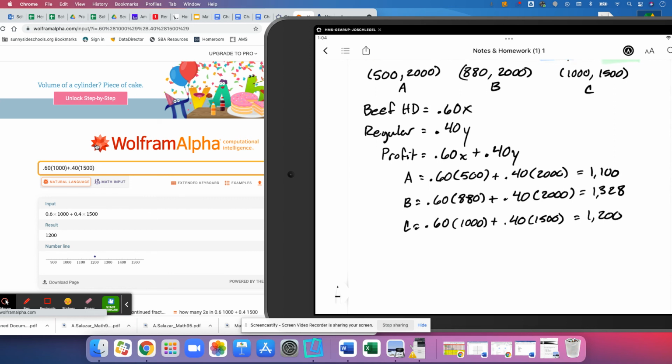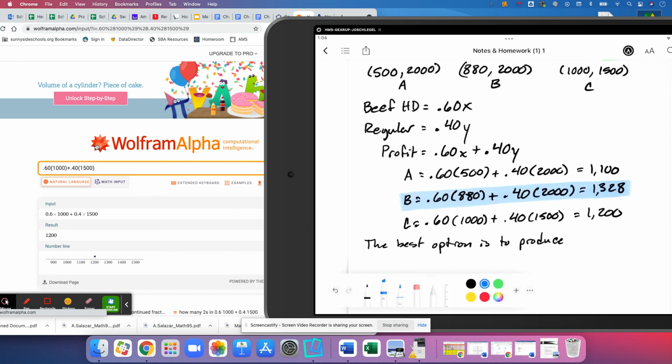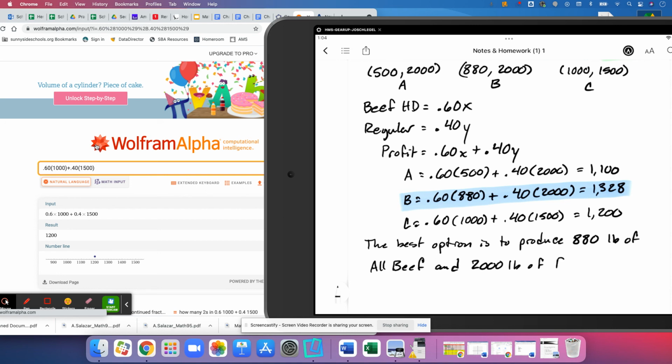With that, everyone, we can say that for this business, the best option is to produce, and again, we found the best option to be right here. So the best option is to produce 880 pounds of all beef and 2,000 pounds of regular.